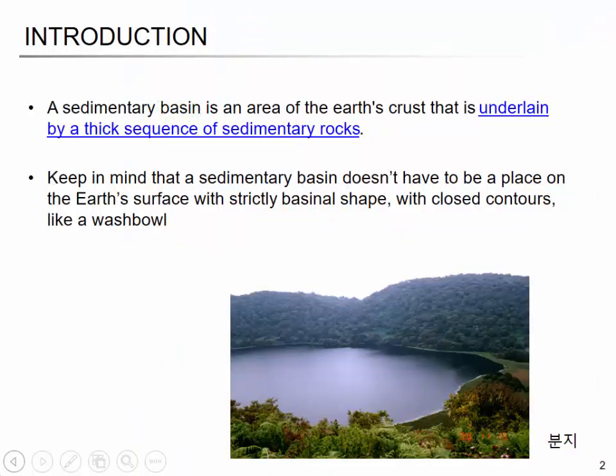So sedimentary basin, I think we talked about this before. When we say basin, it's like a plain, maybe flat surfaces, right? Surrounded by some mountains, right? But it doesn't have to be on the surface. It can be in the subsurface. A sedimentary basin is an area of Earth's crust that is underlain by a sequence of sedimentary rock. Keep in mind that the sedimentary basin doesn't have to be a place on the surface, and it doesn't have to be a closed contour like a washbowl.